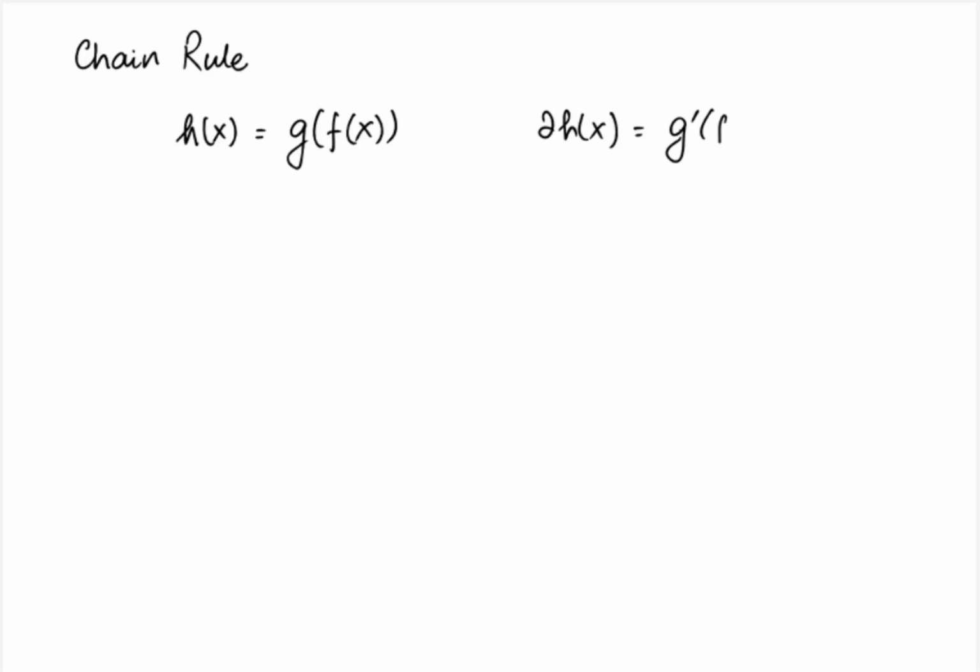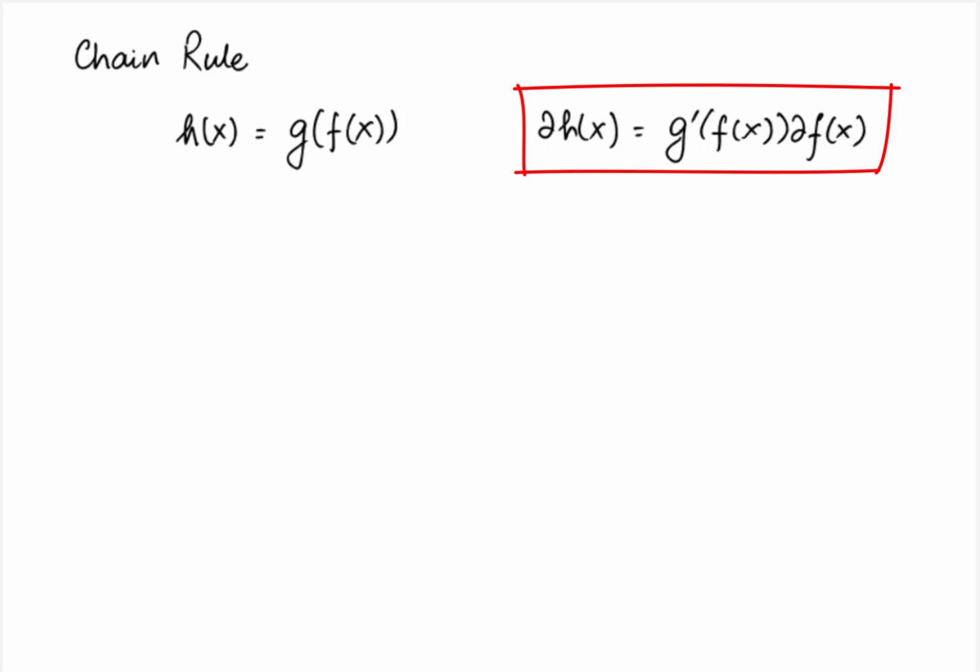The chain rule for subgradient calculation for composition with differentiable functions is very useful. It says that for h of x equal to g of f of x, where g is differentiable, the subdifferential of h of x is given by g prime of f of x times the subdifferential of f at x. Actually, similar rules can also be derived if f is vector valued.